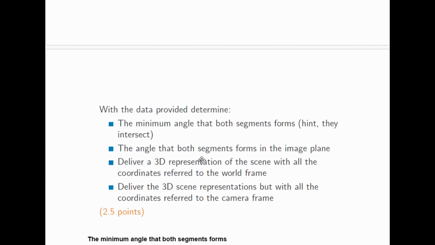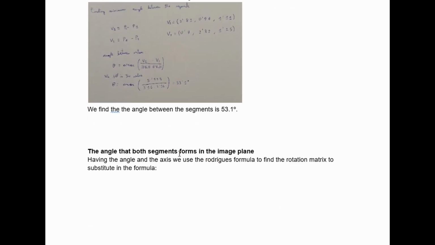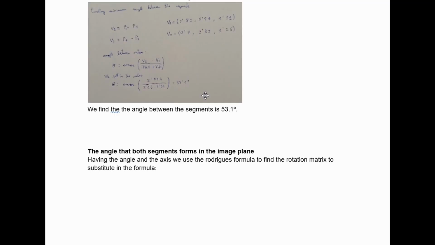For exercise 4, we are asked to find the angle between two segments. To do that, we just find the vectors using the 4 points we've been given, and then we find the angle between them. Since we already have the formula to calculate the angle, we just calculate it using the vectors we've found. We find that the angle is 53.1 degrees.